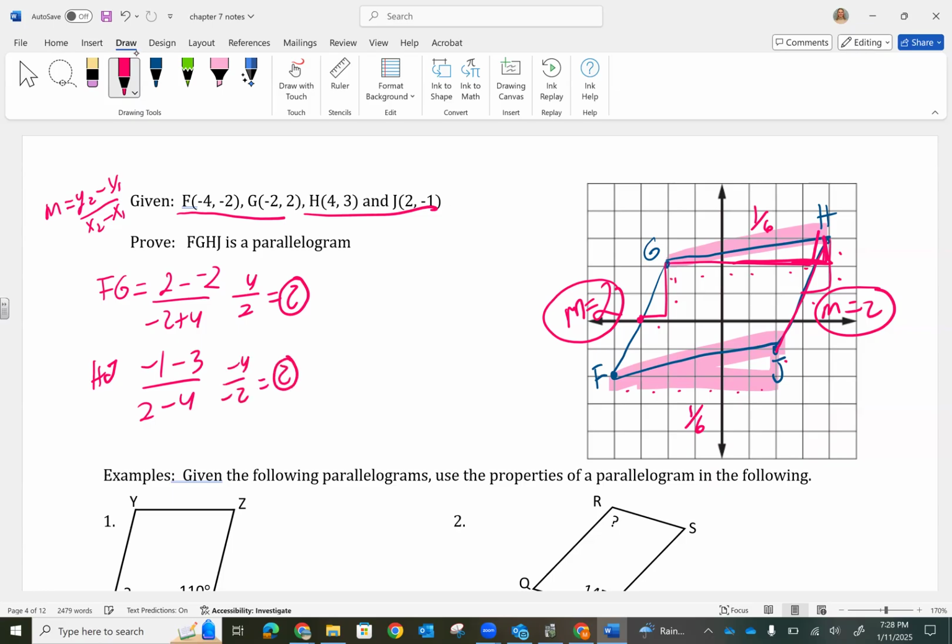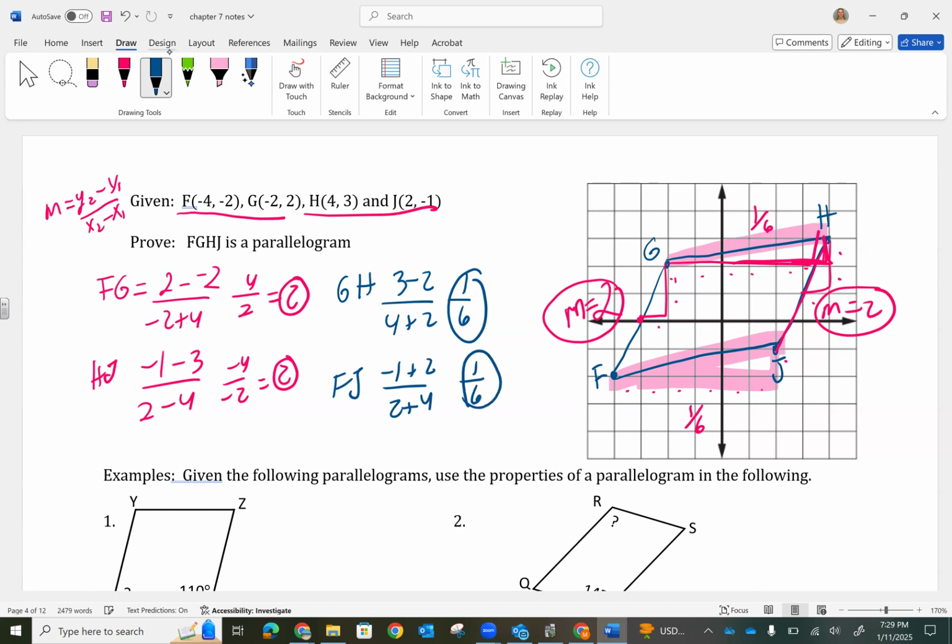So notice you can calculate the slope using the slope formula, and then you could do G to H, 3 minus 2 over 4 plus 2, that's 1 over 6. And then on the bottom would be F to J. You would do -1 plus 2 over 2 plus 4. That'd be 1/6. Okay, so if you show that opposite sides are parallel, you know you have a parallelogram. So we'll do that later in the chapter. I just wanted you guys to see that.